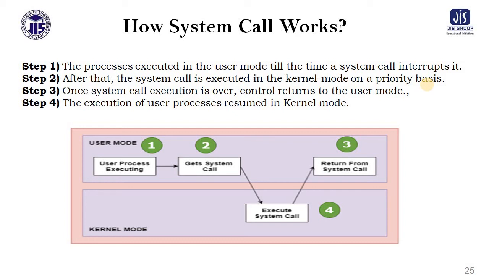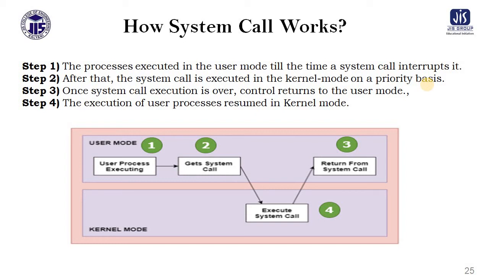How a system call works. Step number one: the process executes in user mode until a system call interrupts it. The user process is executing, and first it will call a system call. Step number two: after the system call is invoked, it is executed in kernel mode on a priority basis. So whenever a system call is called, your program control or system control will go to the kernel mode.